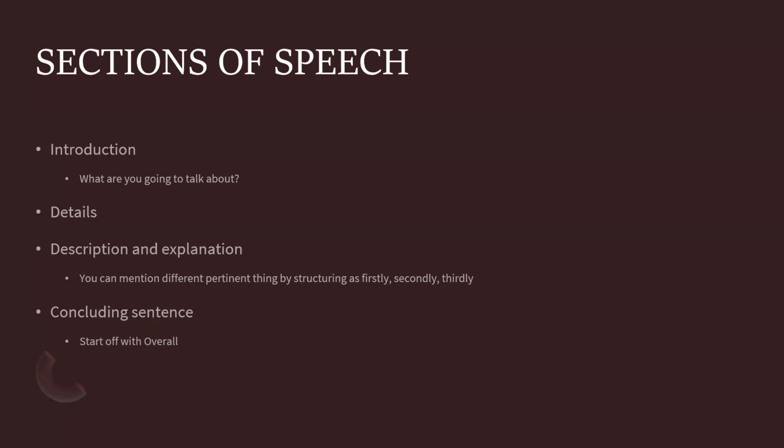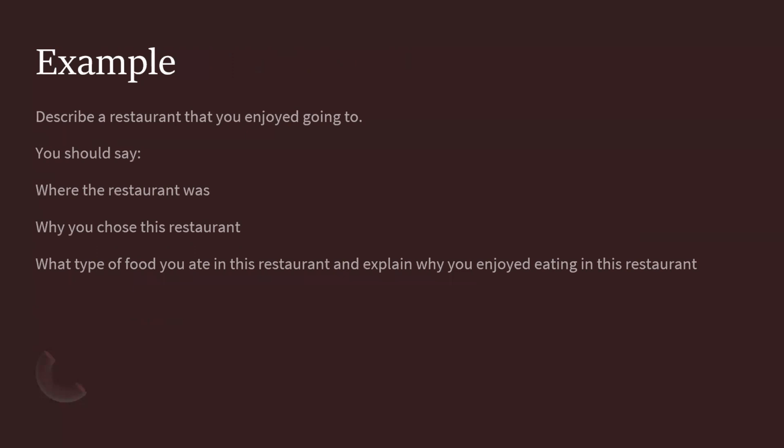So, sections of speech, how you can organize your speech. First, you can give an introduction, then details, then description and explanation, then a concluding sentence. So, let me describe it to you. This is an example of a question of IELTS speaking task 2. You will be given a cue card, and the examiner will ask you to make notes, you can prepare yourself for about 1 minute, and then you have to speak for 2 minutes. This is the type of question you will be given on your exam day.